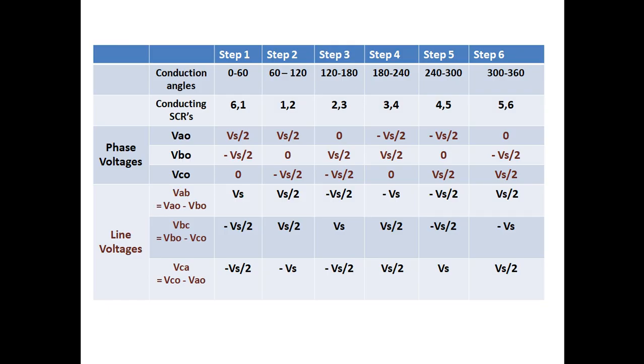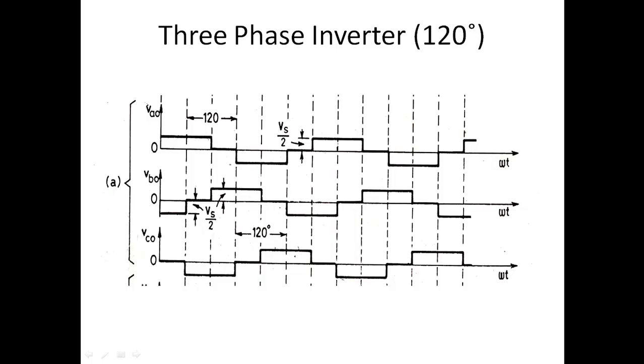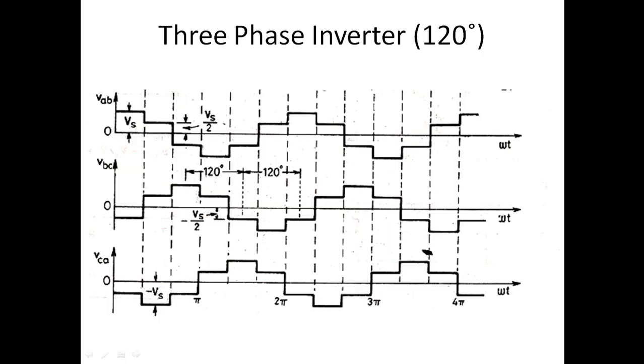So here VAB is the line voltage. These are the phase voltages and these are the line voltages. The line voltage will have different magnitudes. VAB will be VA0 minus VB0, that is Vs by 2 minus minus Vs by 2, that is Vs by 2 plus Vs by 2, which is equal to Vs. Again like this we can calculate Vs, Vs by 2, minus Vs by 2, minus Vs, and so on. Similarly for the next phases VBC and VCA we can calculate. So the waveform will be like this: VA0, VB0, VC0 are quasi square waveforms, and VAB, VBC, VCA, the line voltages, are stepped waveforms.